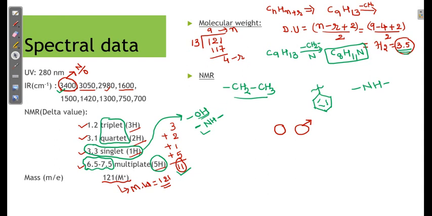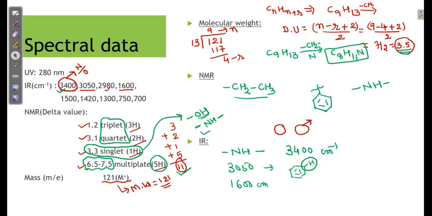Okay, let us go ahead with the IR. From the IR we conclude NH is present from 3400 centimeter inverse. Then 3050 indicates aromatic CH stretching. 1600 centimeter inverse indicates C double bond C stretching. These are the possibilities.